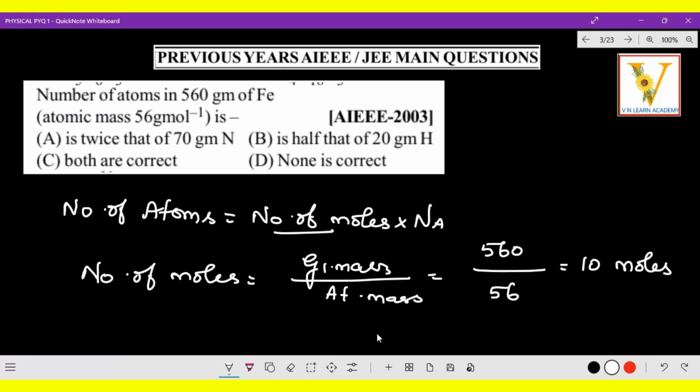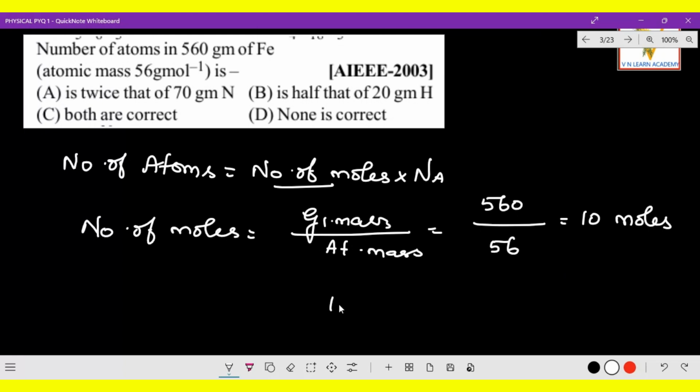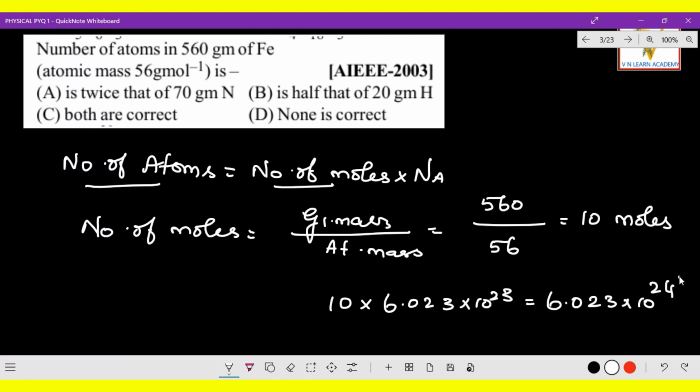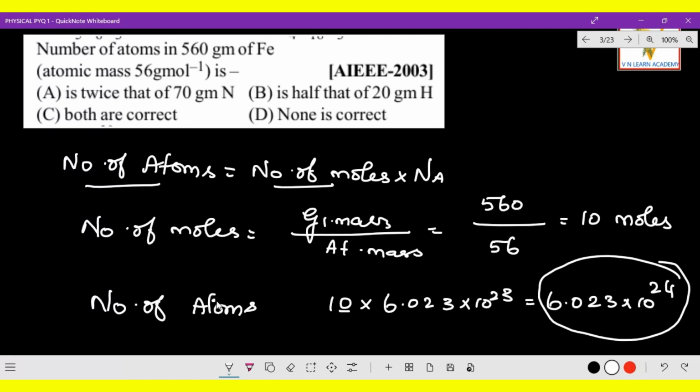Now we come to the formula, number of atoms equals number of moles into Avogadro number. So 10 into 6.023 into 10 to the power of 23, and you will get the number of atoms. So number of atoms equals 6.023 into 10 to the power of 24. Why? Because 10 is extra, so we are adding one to the power. So this is the number of atoms.